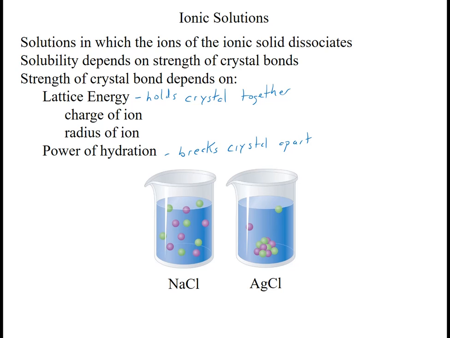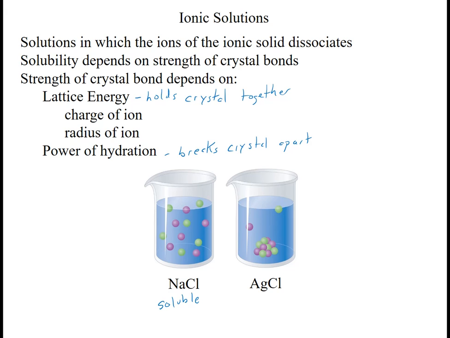Lattice energy is a factor of the charge of the ion and the radius of the ion. So sodium chloride is soluble, which means that it forms ions when I put it into water. My sodium and my chloride have broken apart, versus silver chloride, which is considered insoluble. We're going to learn in chapter 17 that some of these actually do still form ions, but the majority of it stays here as a crystal and does not break apart.